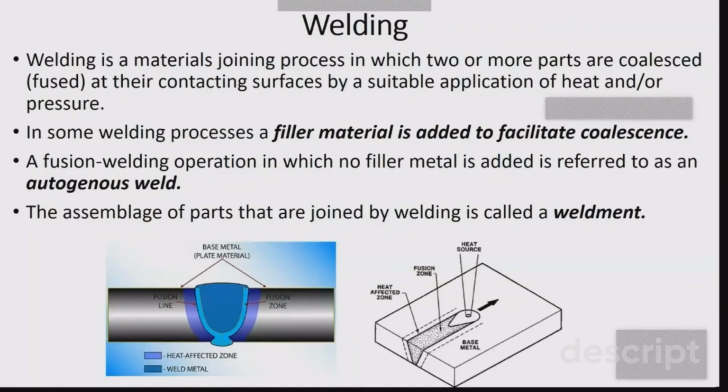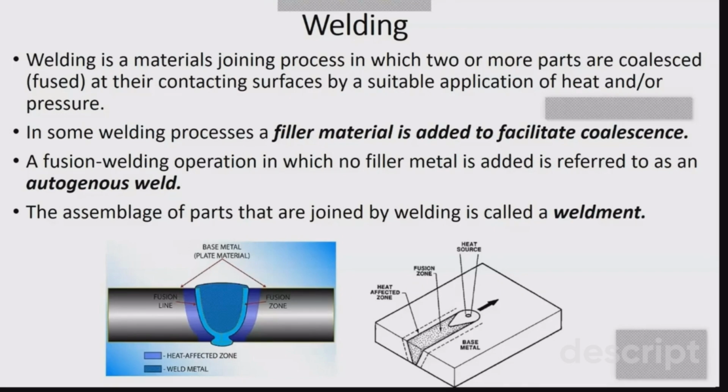Today, we will learn about a very interesting manufacturing process, and most of you are aware of this process. This is basically our metal joining process, and its name is welding. Welding is a metal joining process in which two or more parts are coalesced together at their contacting surface by suitable application of heat and or pressure.